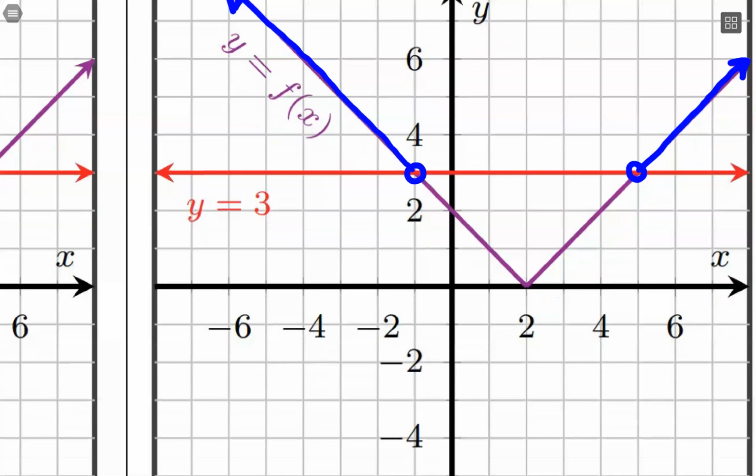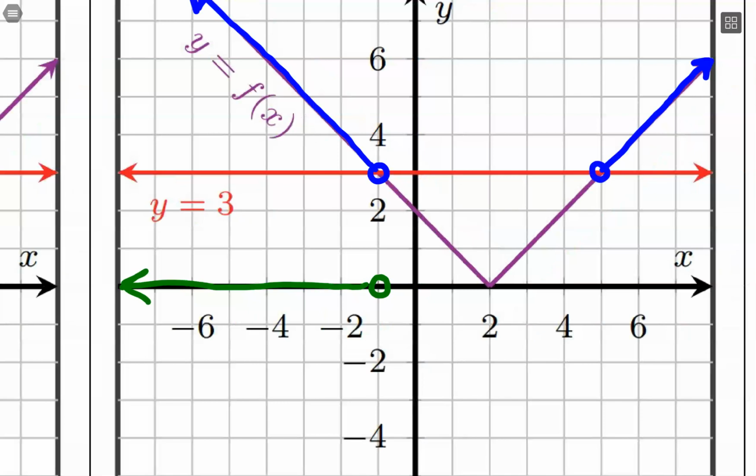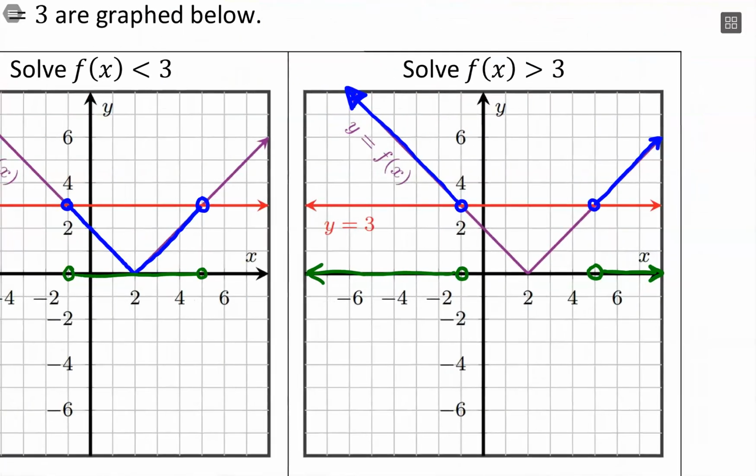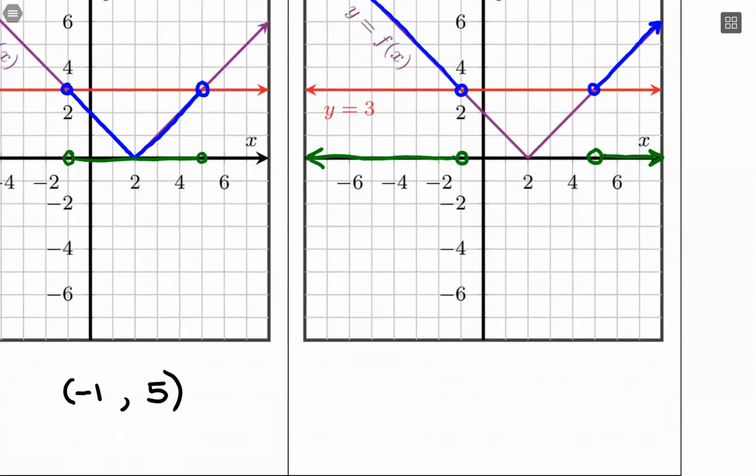So what we'll have for our region where this holds true is starting at -1 but not including it, and then everything smaller off to -infinity. And then we'll have starting at 5 but not including 5 and going off to +infinity. So we end up with these two regions that are solutions where our function is larger than 3. So I'm going to have -infinity to -1 with parentheses because I don't want to include that value, union, starting at 5 but not including 5, off to +infinity.